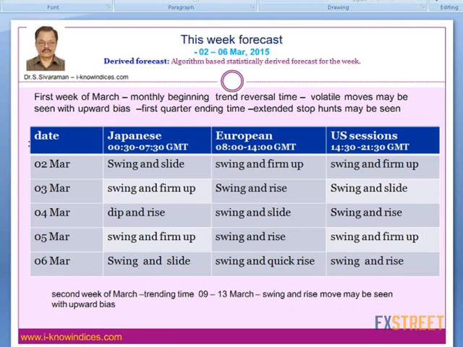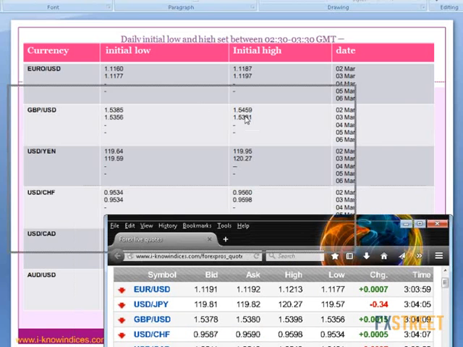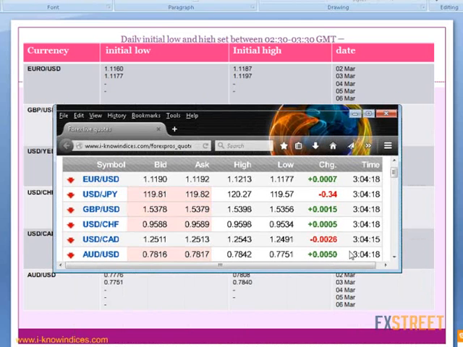The market reading technique is done with the help of the initial lows and highs noted down around 3:30 GMT. Once we note down the initial lows and highs around 3:30 GMT, we compare them with the market. Now it is 8:04 GMT. So actually it is set 5 hours behind. And what are the current levels?